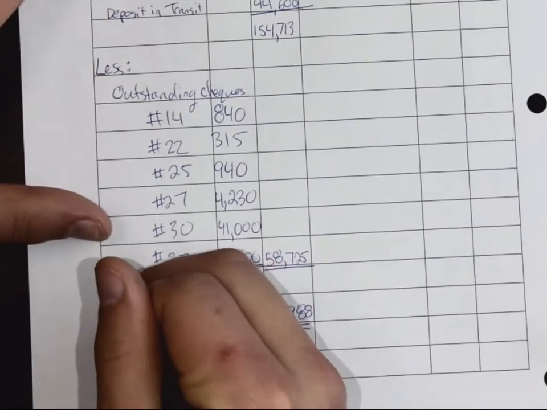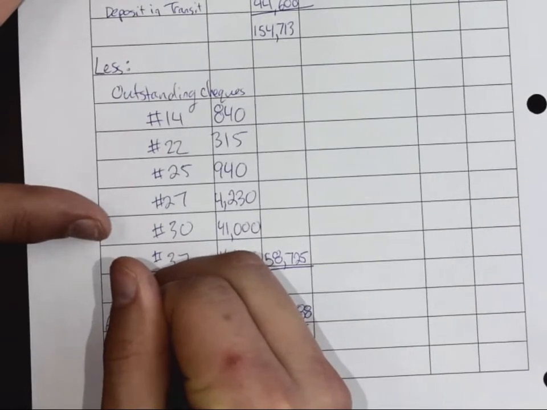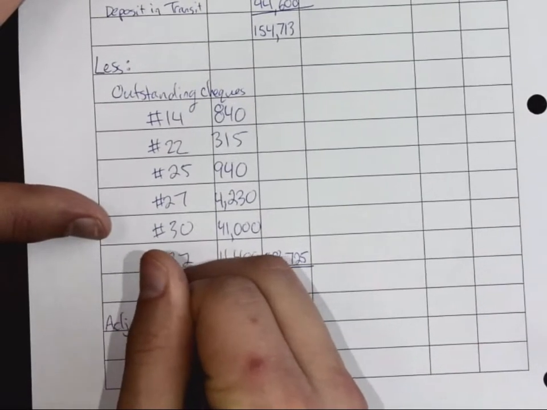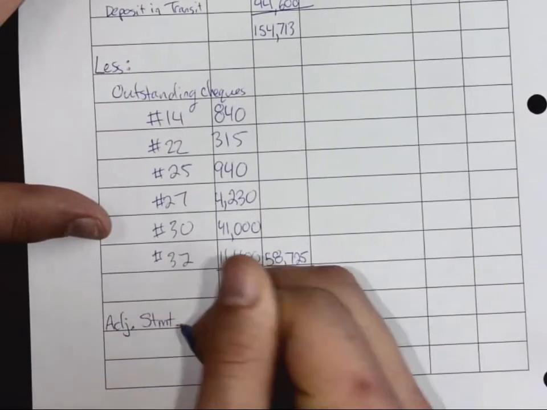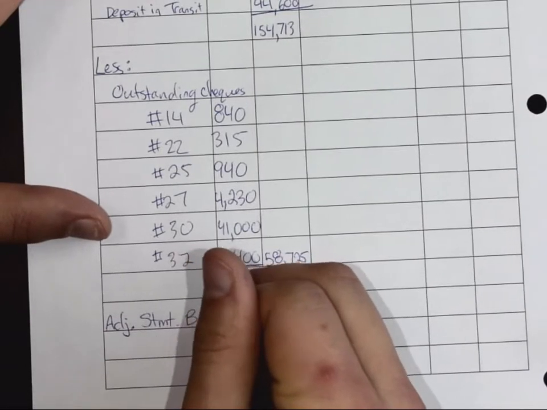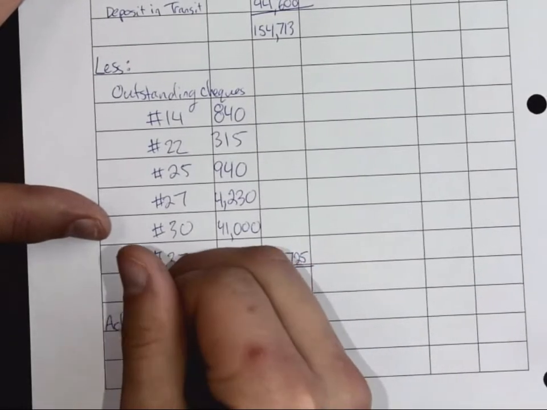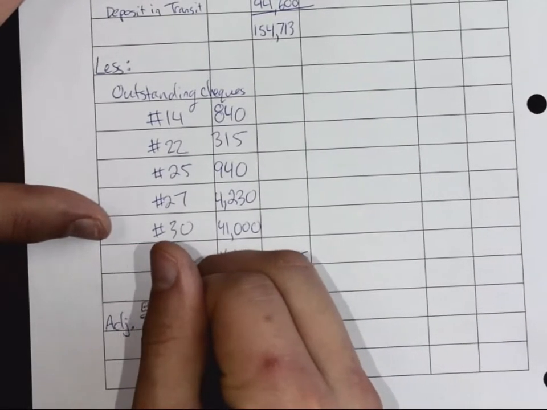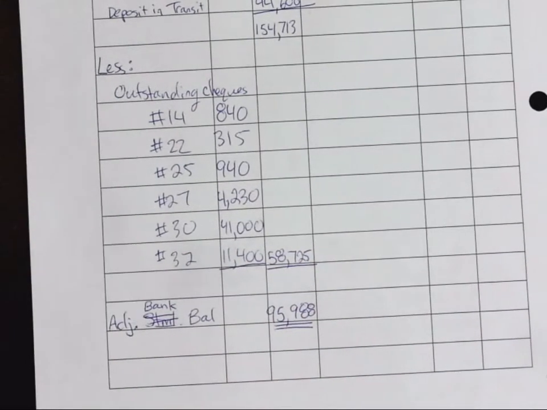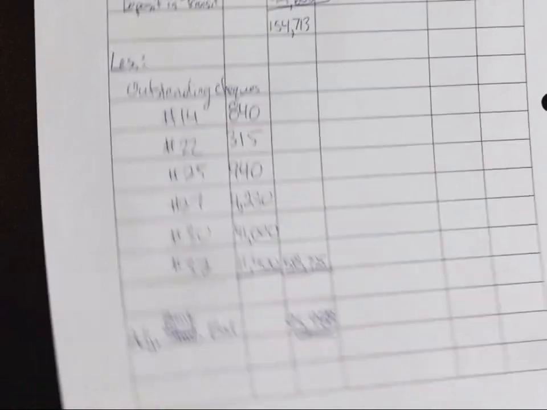This is our adjusted statement balance. Sorry, pardon me. This is our adjusted bank balance, not our statement. That's no longer a statement number. Oops.